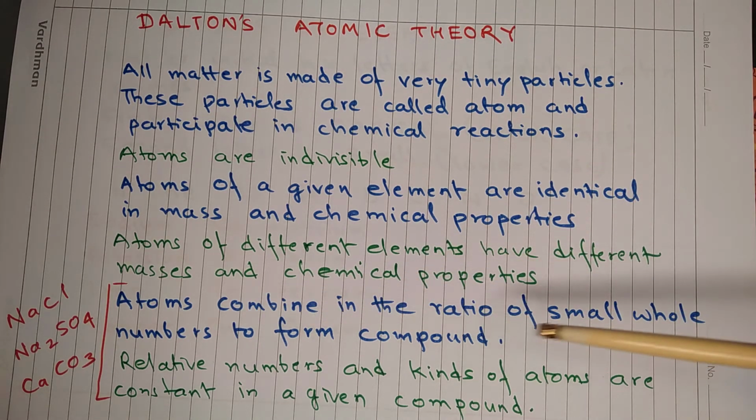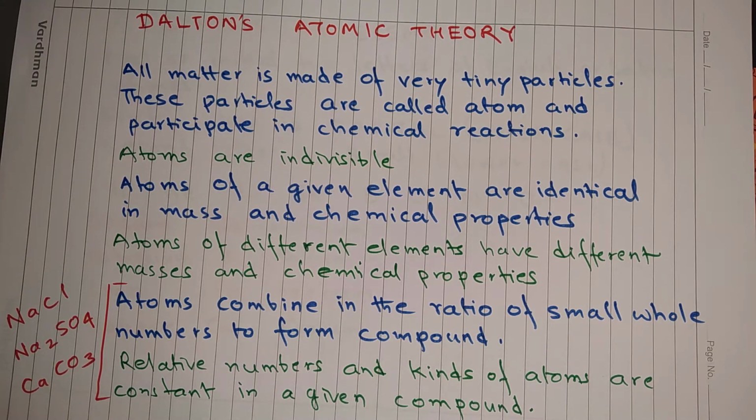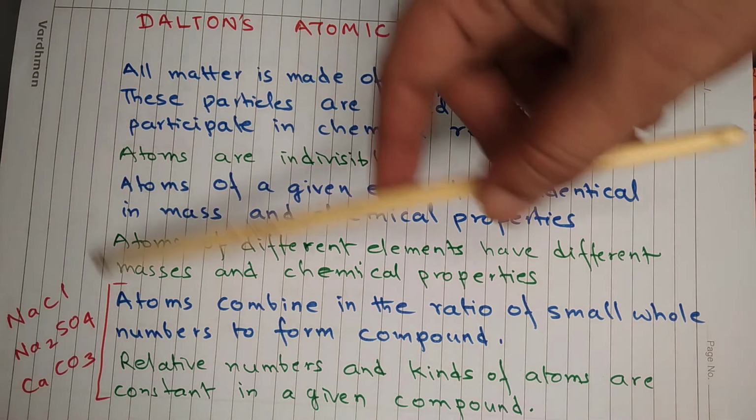Next point is atoms combine in the ratio of small whole numbers to form compounds, and the relative numbers and kinds of atoms are constant in a given compound. So if you take water, a water molecule will always have hydrogen and oxygen. There will be two atoms of hydrogen and one atom of oxygen in a molecule of water. So this relative number and kinds of atoms will be constant. Whenever we take a molecule of water, it will always be composed of two atoms of hydrogen and one atom of oxygen. Let us see some other examples also.